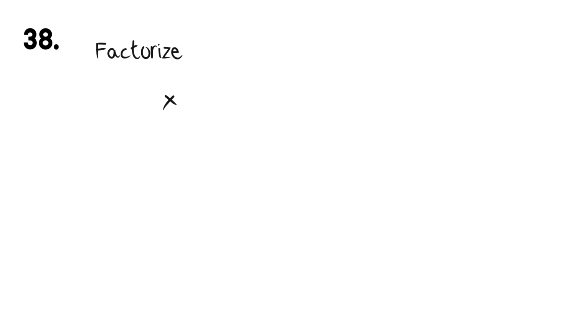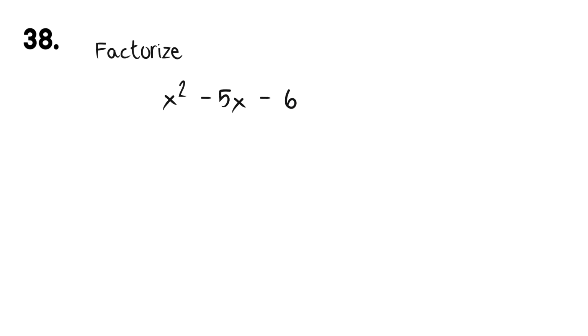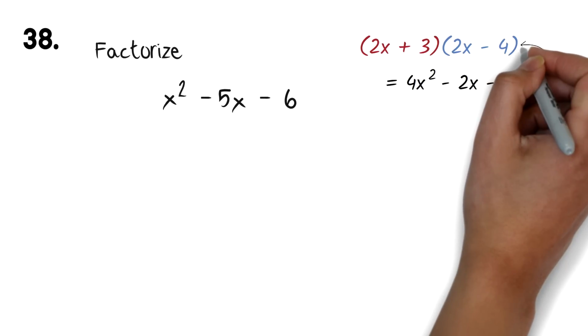Question 38. We are factoring the quadratic x squared minus 5x minus 6. In question 17, we multiplied two binomials to get one trinomial. The idea of factorization is basically reversing the process.